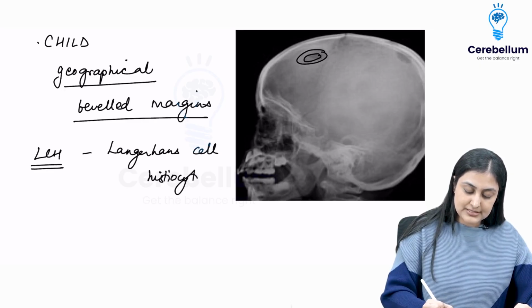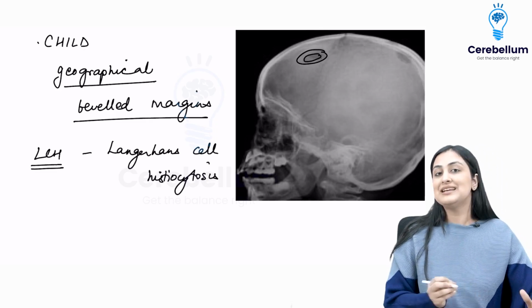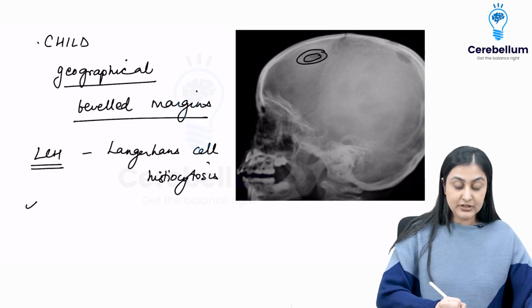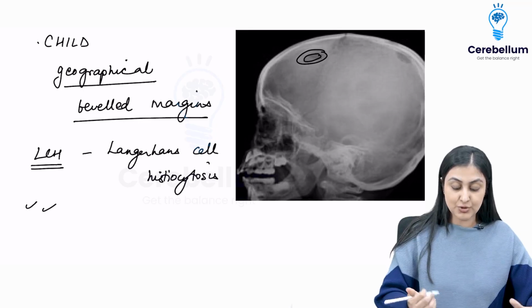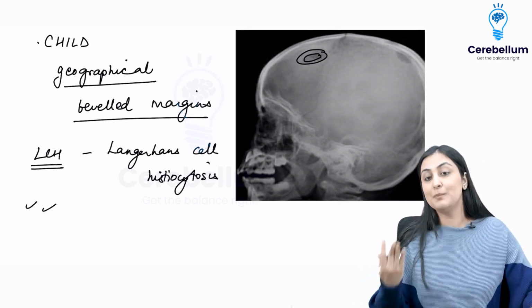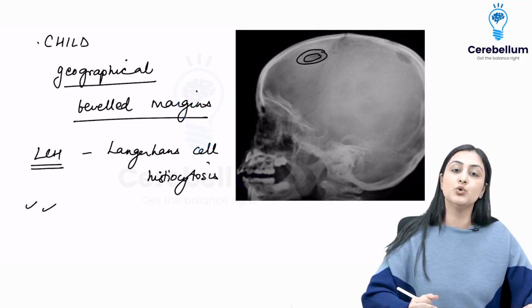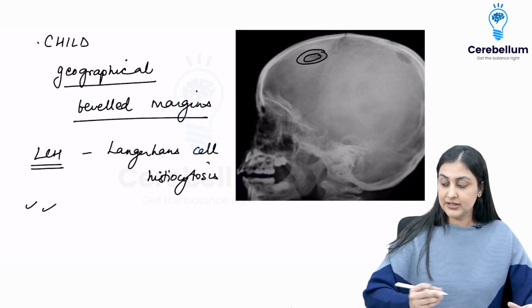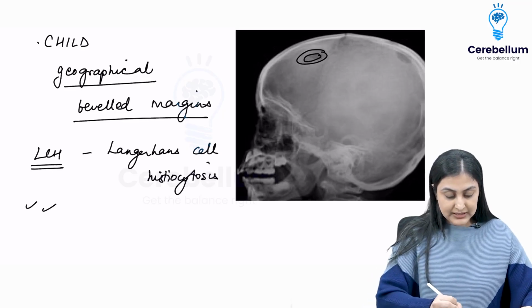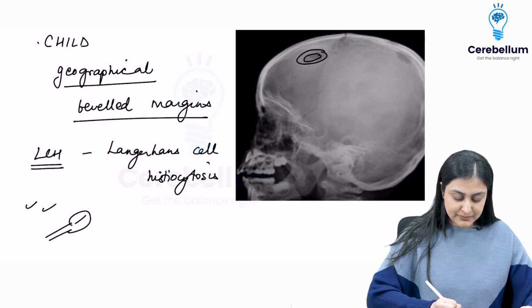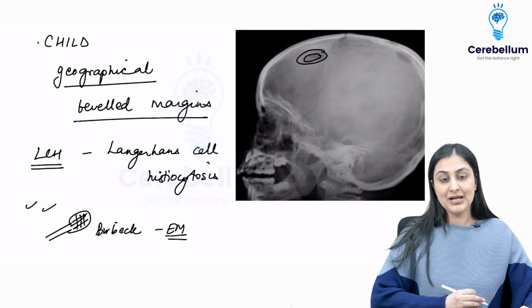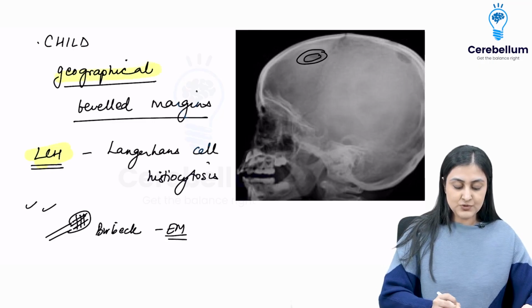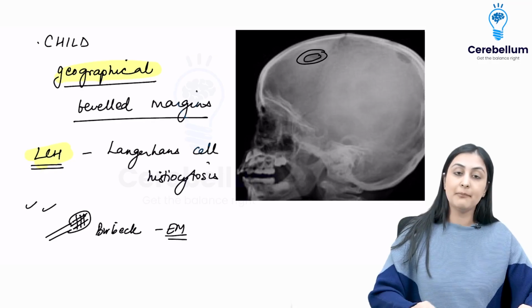Okay, so this is going to be seen in LCH, which is a multisystemic disorder. You can have liver involvement, skin involvement, you can have multifocal bony lesions. Yeah, so you can have skull lesions, spine lesions, pelvic lesions. So diffuse systemic bony lesions can be associated. And an important point that we study in path here is the presence of these tennis racket shaped Birbeck granules that can be seen on electron microscopy. Okay, so this is LCH, geographical lesions with beveled margins.